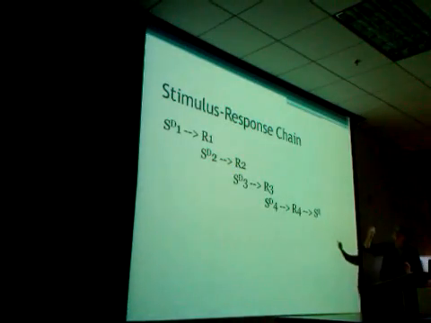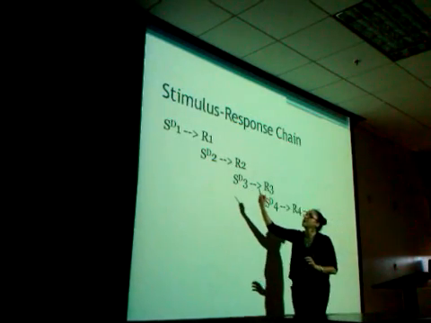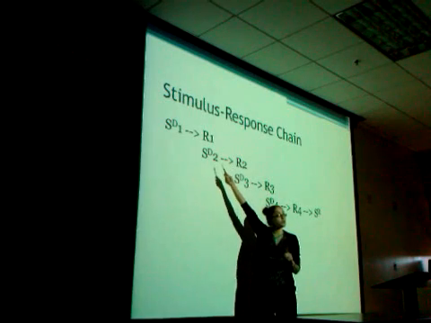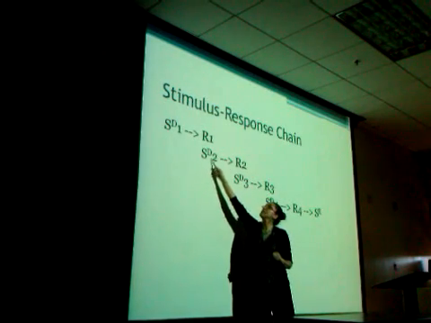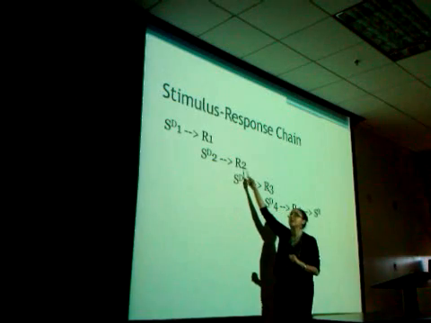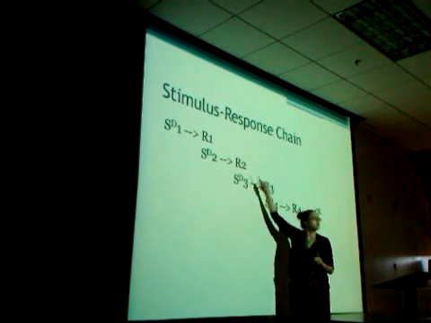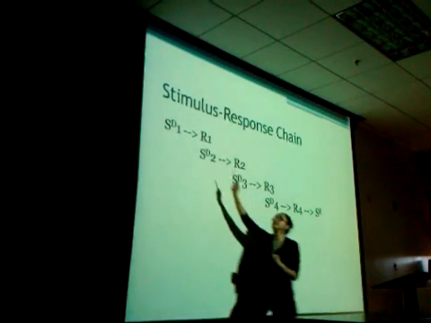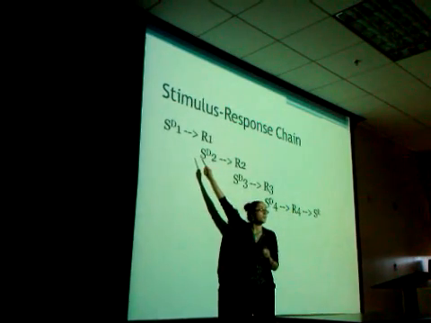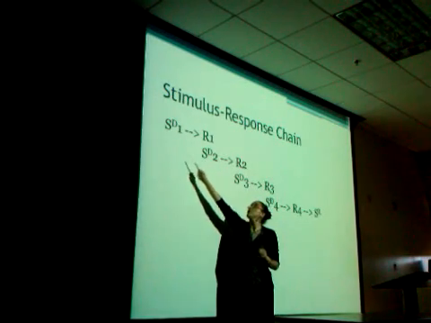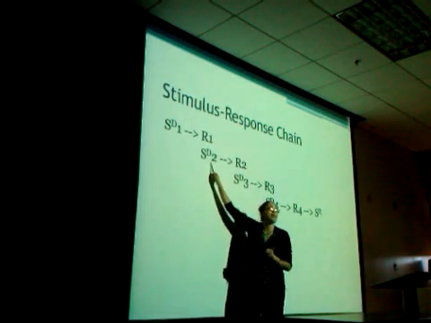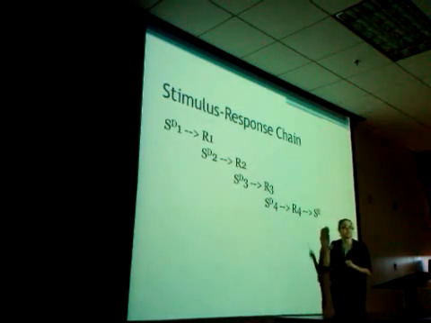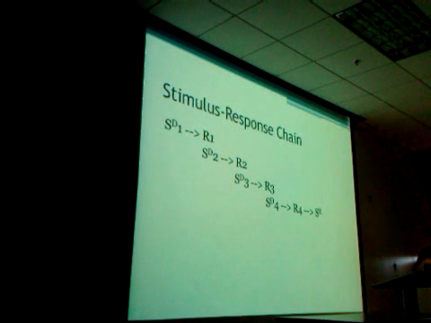The stimulus-response chain, just remember, your SD1 is going to emit your first response. That first response then becomes SD2, and then response 2 becomes SD3, so forth and so forth. So you need this first SD-R chain for this next step to occur, and then this needs to occur before you can do this. That's all that means. The chain sequence of behaviors.